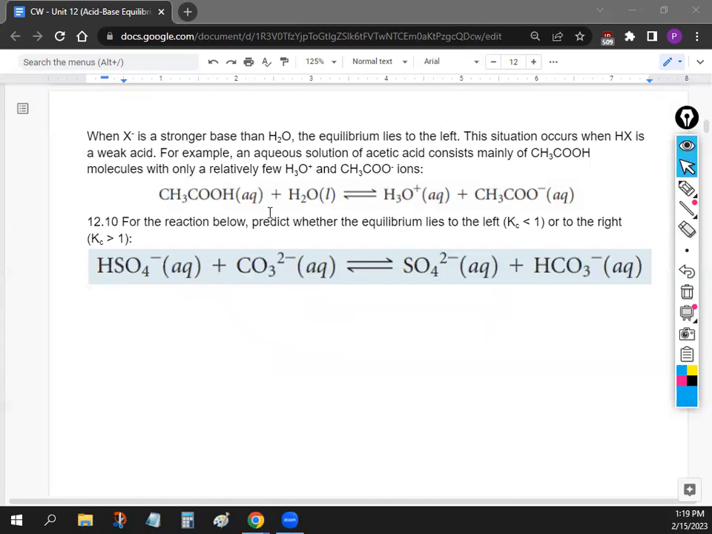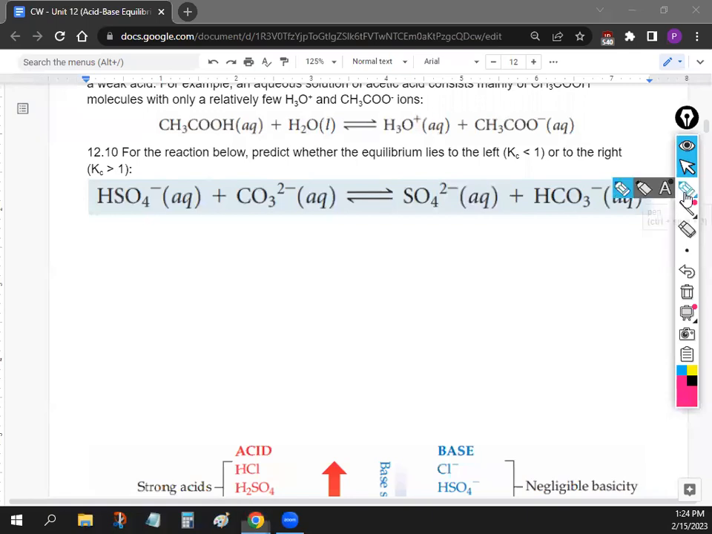You've got this reaction. I want you to take a look at it, and based on what you've learned so far, figure out whether equilibrium lies to the left, so K is less than 1, or does it lie to the right, K is greater than 1.